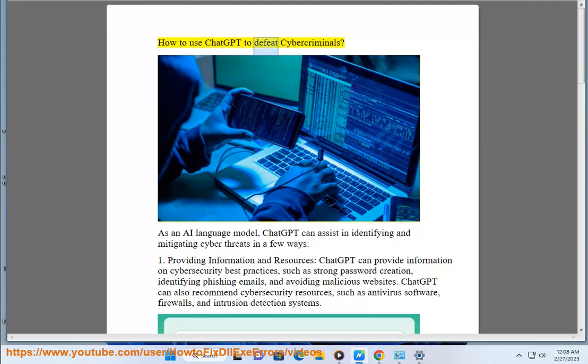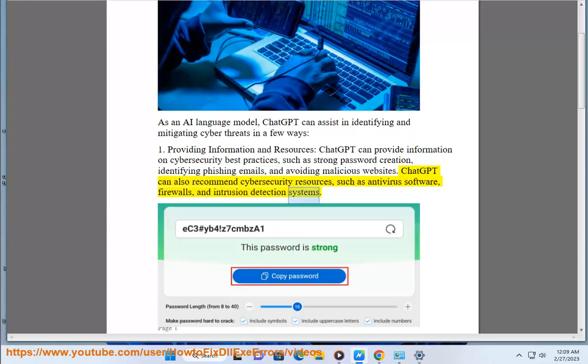How to use ChatGPT to defeat cybercriminals. As an AI language model, ChatGPT can assist in identifying and mitigating cyber threats in a few ways. 1. Providing information and resources. ChatGPT can provide information on cybersecurity best practices, such as strong password creation, identifying phishing emails, and avoiding malicious websites. ChatGPT can also recommend cybersecurity resources, such as antivirus software, firewalls, and intrusion detection systems.